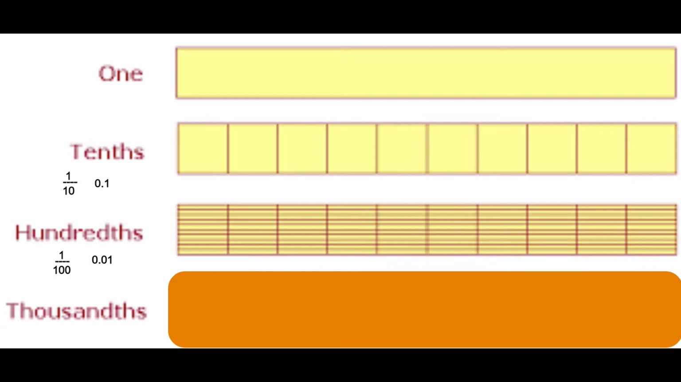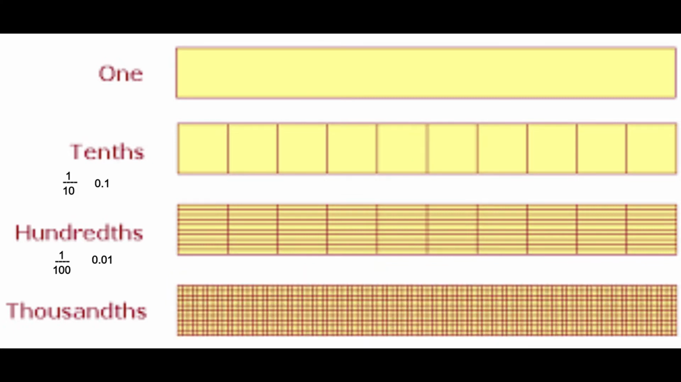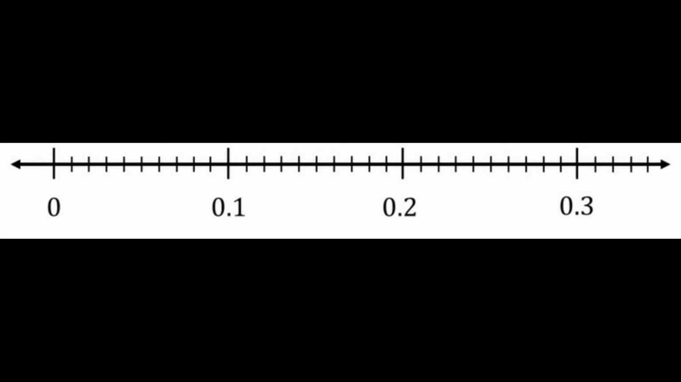Now, to take it a step further, the next place after the decimal point is the thousandths place. And it's probably exactly what you would expect. Since it takes 10 tenths to make one whole, and it takes 100 hundredths to make one whole, it takes 1,000 thousandths to make one whole. So it's like taking that bar and splitting it into 1,000 equal pieces. Each little piece is worth 1/1000th, or 0.001.